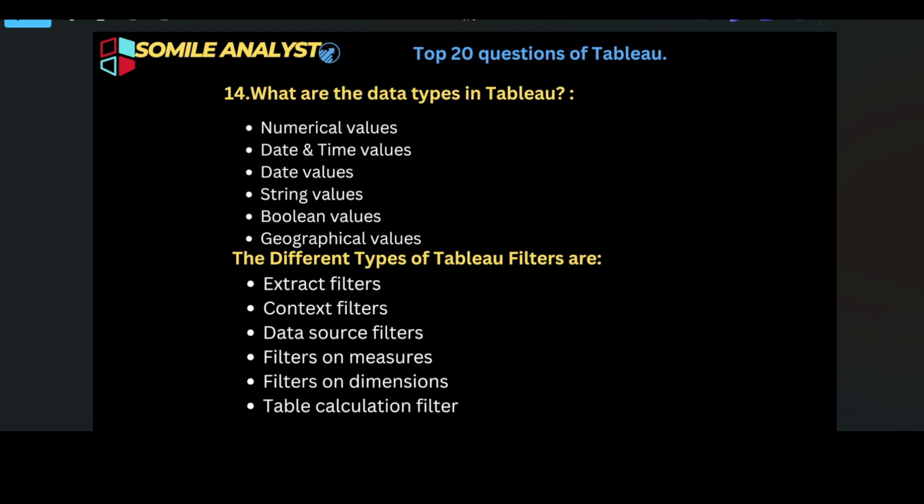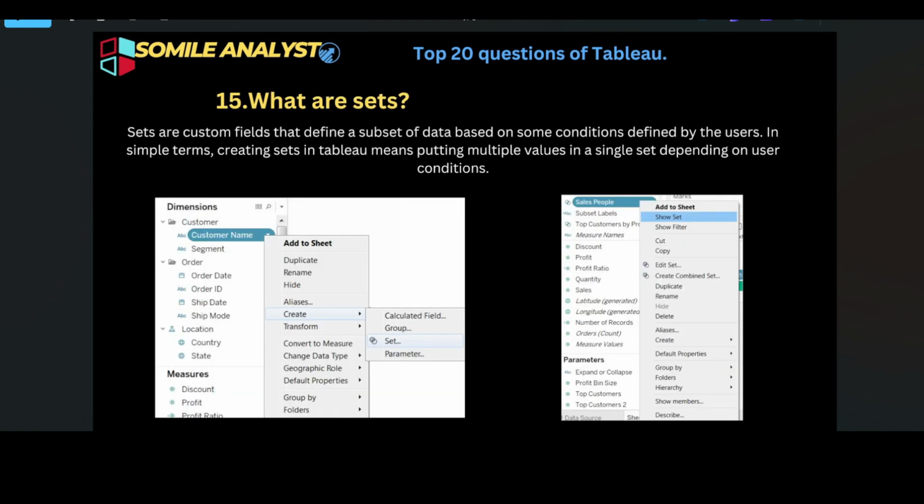The different types of Tableau filters are extract filters, context filters, data source filters, filters on measures, filters on dimensions, and table calculation filters. Let's jump to the next question. It's also a very important question.